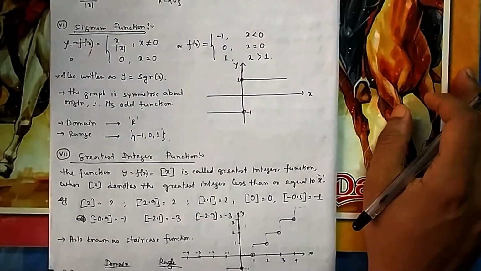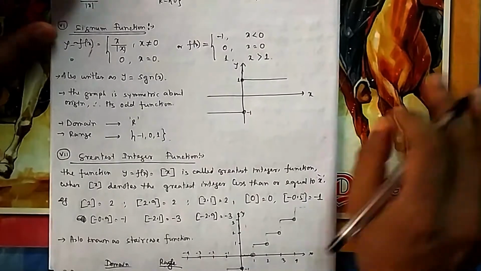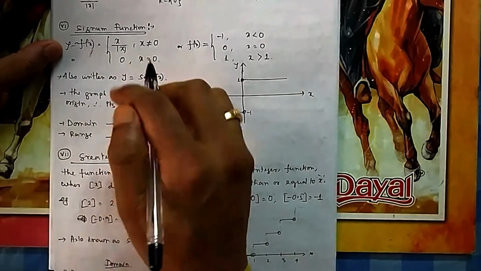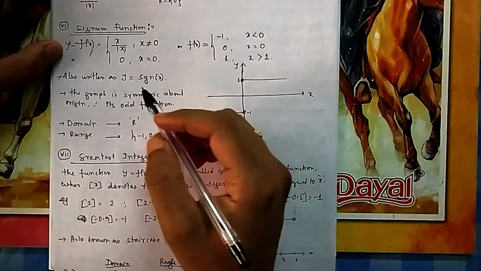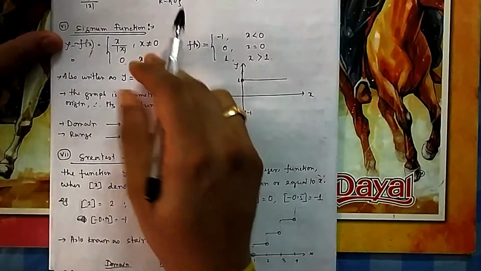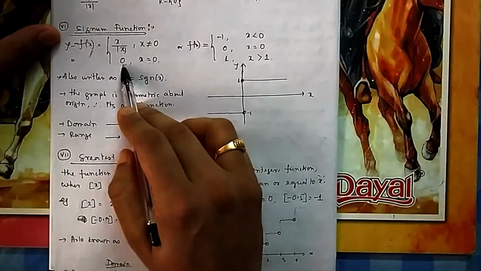Next is the signum function. So the signum function is this one: y equal to f(x) equals x by mod x, if x is not equal to 0, because at 0 it is not defined, and at 0 it is 0. So it is defined in this way. This particular definition you have to remember. At 0 it is 0.